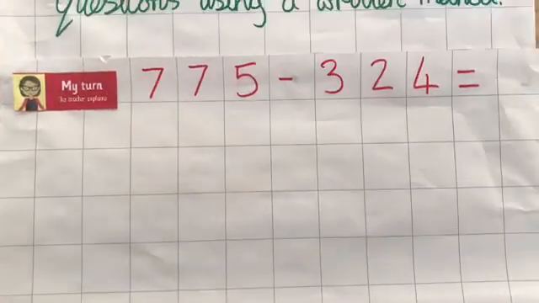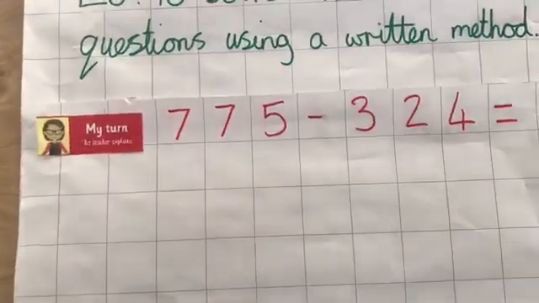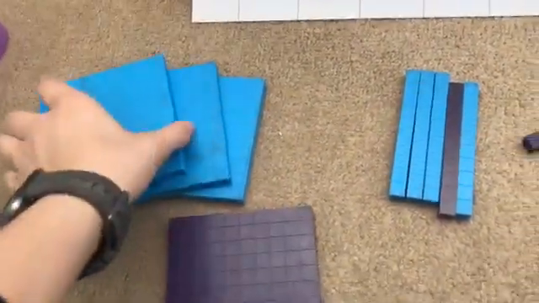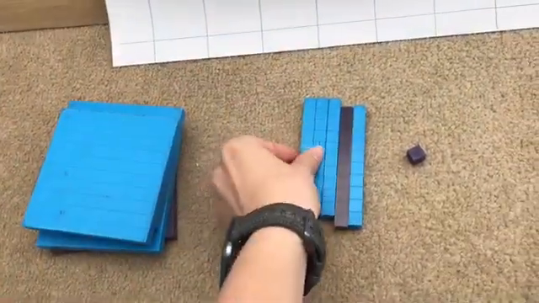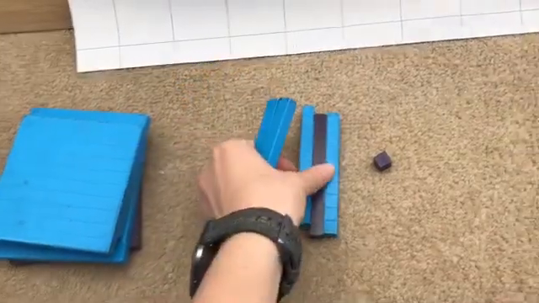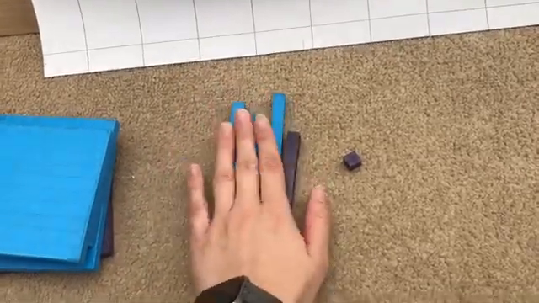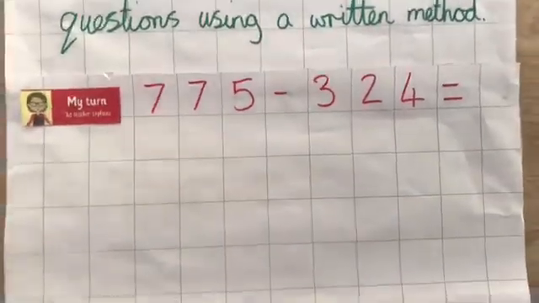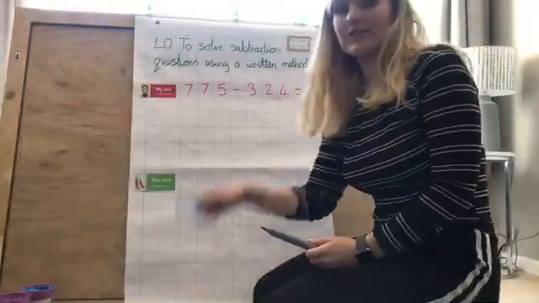And I've taken away 324 altogether. Now my next step is to count how many I have got left. So let's do that together. I have got 100, 200, 300, 400, 410, 420, 430, 440, 450, 451. Then I write my number up for my answer. 451. Okay, I've just shown you a method using the practical resources, the deans.